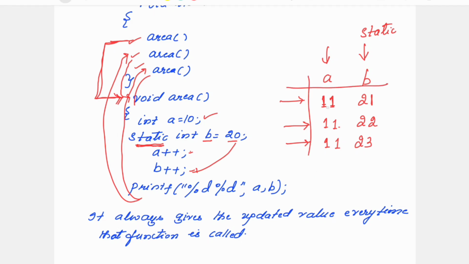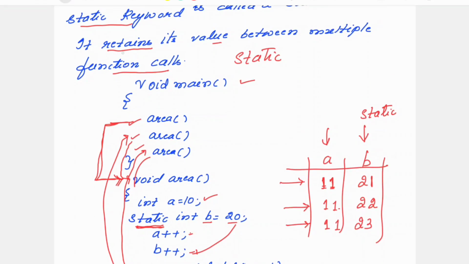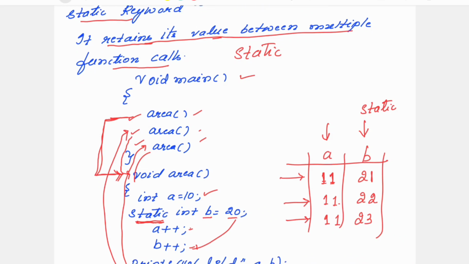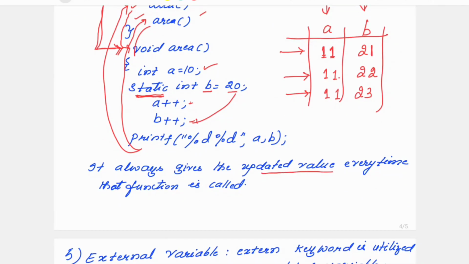Fine, hope you people have understood the concept of a static variable. That's why this line retains its value between multiple function calls. So these are called multiple times, but it is always going to give the updated value every time the function is called.